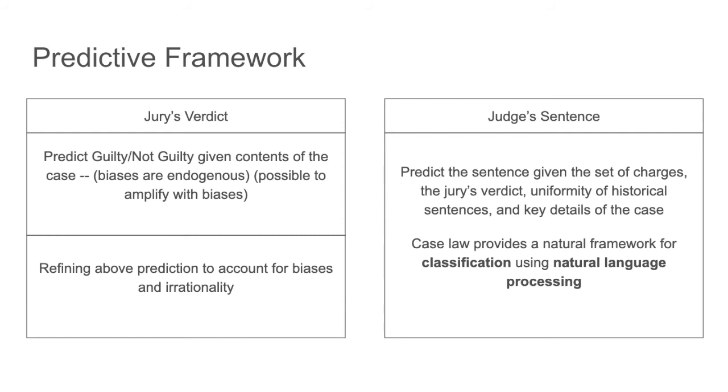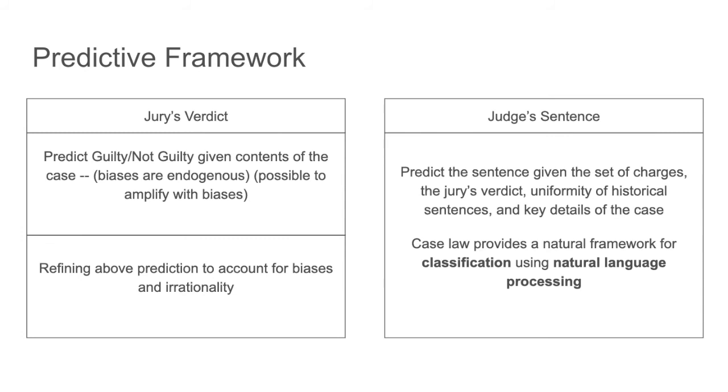On the judge's side, we predict the sentence given the set of charges, right? The jury's verdict on those charges, uniformity of historical sentences, right? Like, is this something that changes with each case, or is it something that's pretty standard? That's a factor that you can put into the classification algorithm. And then also the key details of the case. So there's a piece of natural language processing here as well. Now, the most interesting thing, at least in my opinion, about this entire situation is that case law, with regards to using historical precedents, is the perfect natural framework for classification, because classification is exactly the same thing.